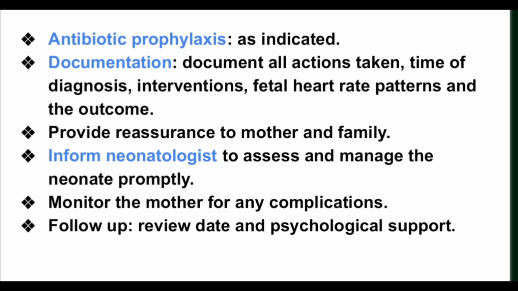Okay, so we also need to document all actions taken and time of diagnosis and interventions and the fetal heart rate patterns and the outcomes, just to make sure that we know what to improve on in an instance where we have another cord prolapse. We need to provide assurance to the mother and the family. We need to inform the neonatologist, just to assess the baby promptly for any neonatal complications. We need to monitor the mother for any complications, and we need to follow up and give a review date, and also offer psychological support.